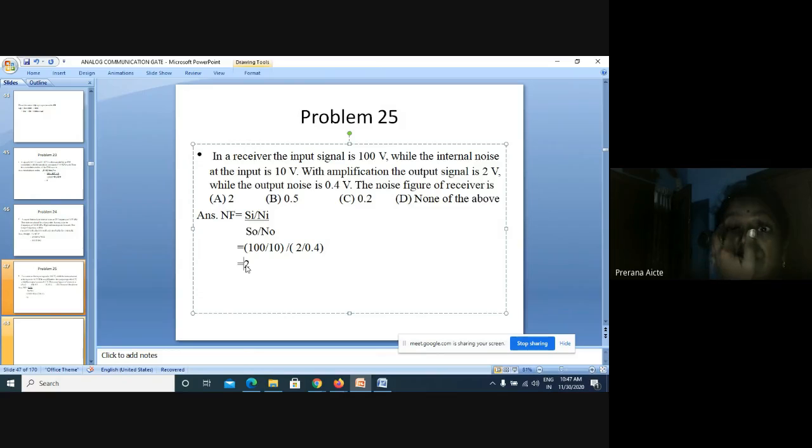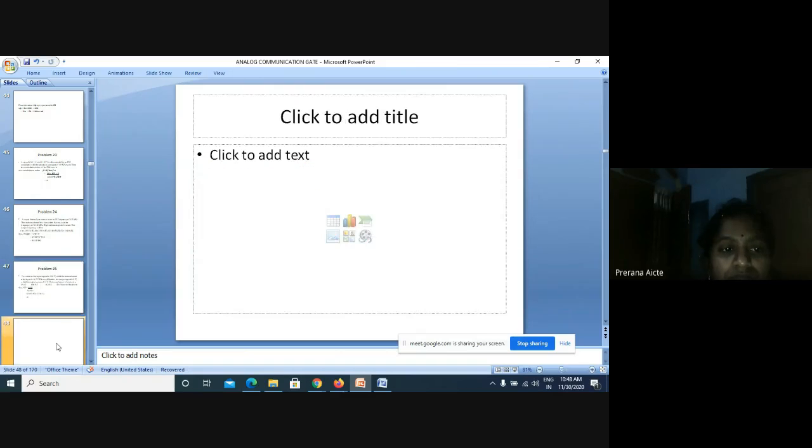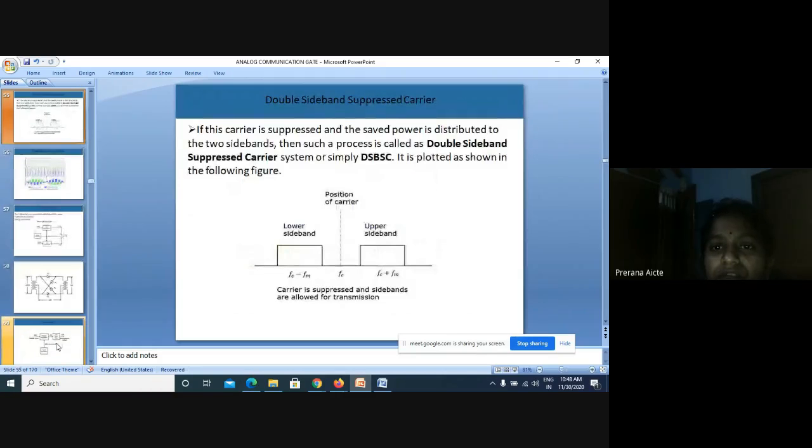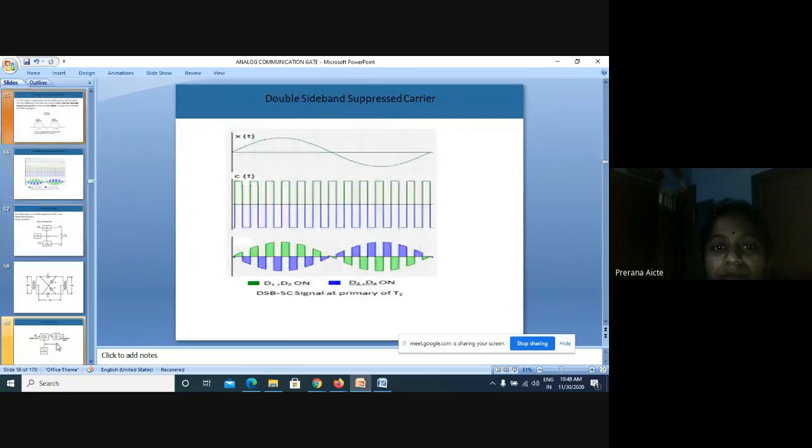We have a derivation for all these things, and anyhow, from our GATE point of view, we need to remember the expressions. What is the figure of merit? What is signal to noise ratio? So we'll define it in terms of signal to noise ratio. Okay, anyhow, these are some of the topics which we use. There are some of the problems we can derive.